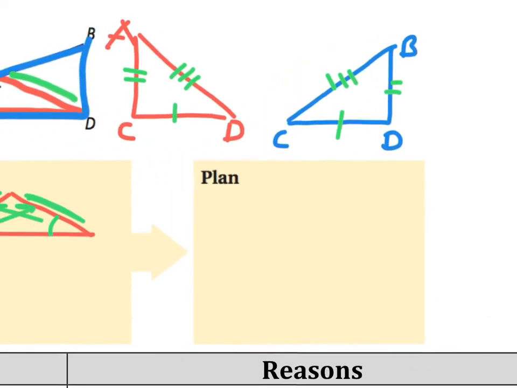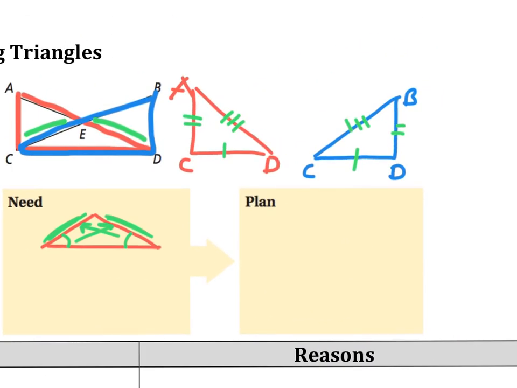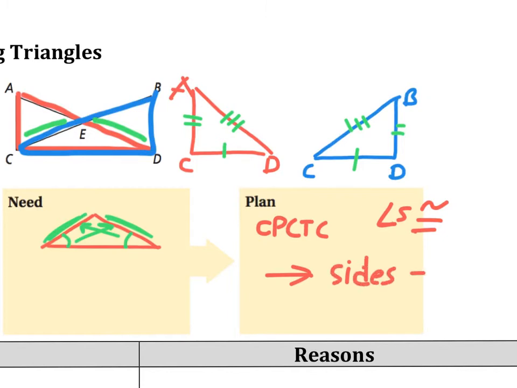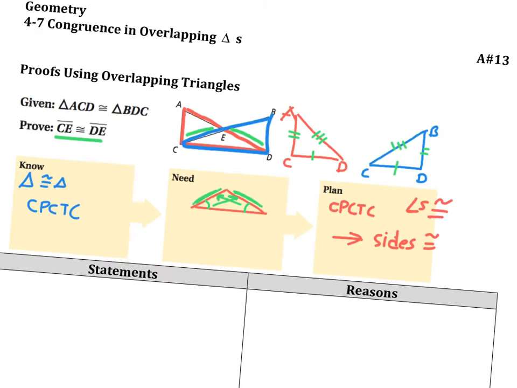So what's my plan? My plan is to show that I have an isosceles triangle. But that's actually too much, so let me erase that. What's my big plan? First, I'm going to use CPCTC to show that I have 2 angles that are congruent. And then since I have angles that are congruent, I'm going to show that I have an isosceles triangle, or that the sides opposite are congruent. All right, so that's my basic proof.